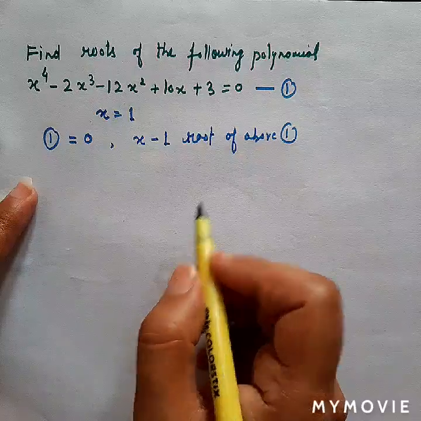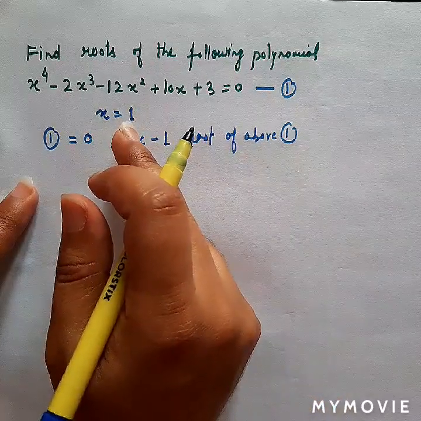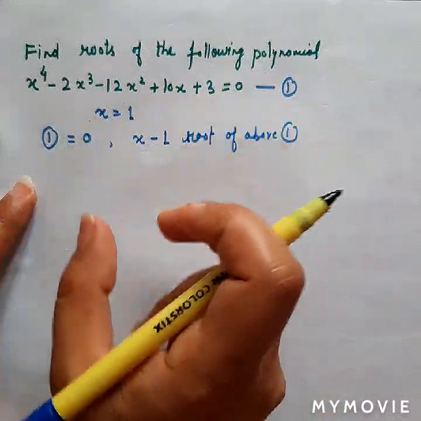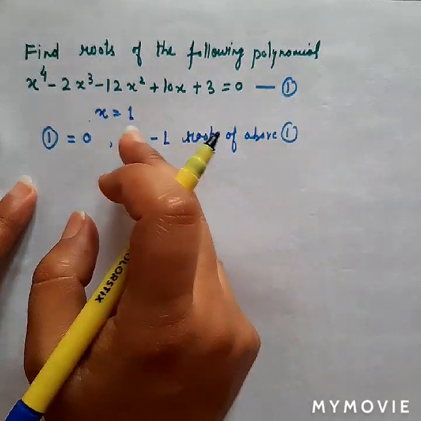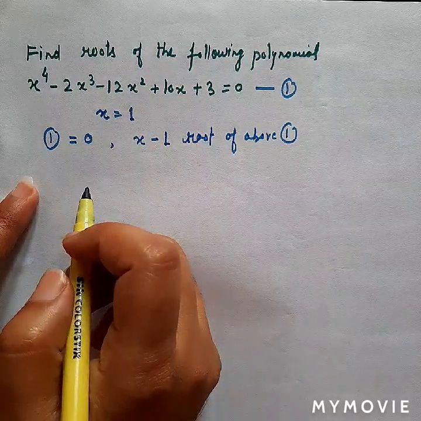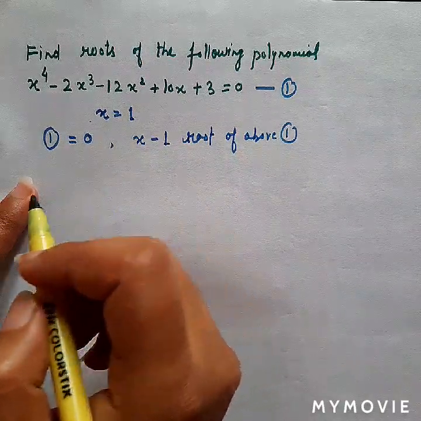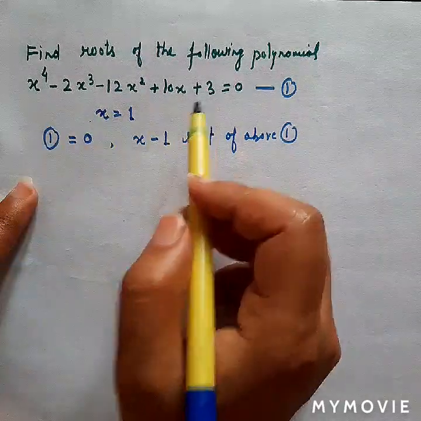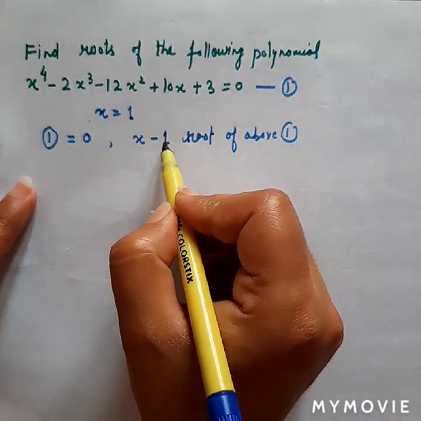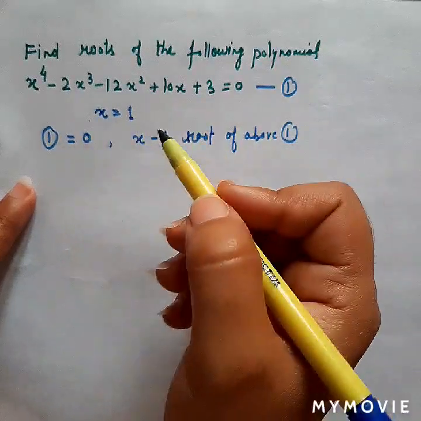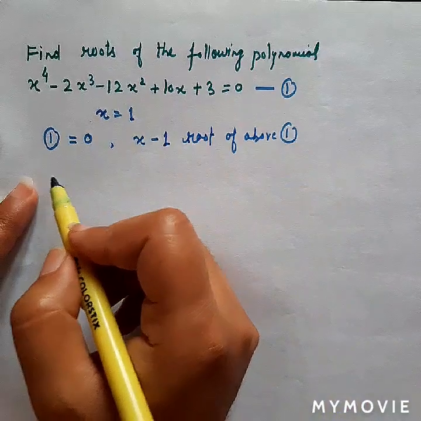Equation 1. Fine. In case x is equal to 1 does not give the value of the above equation equal to 0, then we will fill x is equal to minus 1. Fine. And in the same way, if x is equal to minus 1 also does not give us the value of this equation equal to 0, then we will fill further 2, then minus 2, then 3, minus 3.